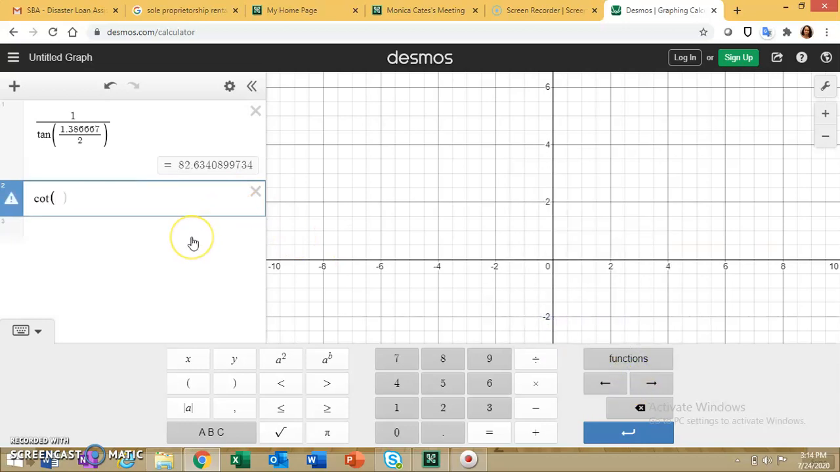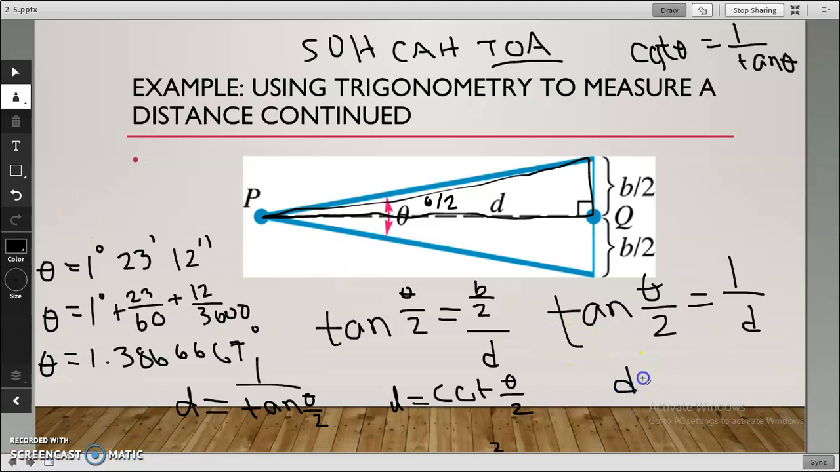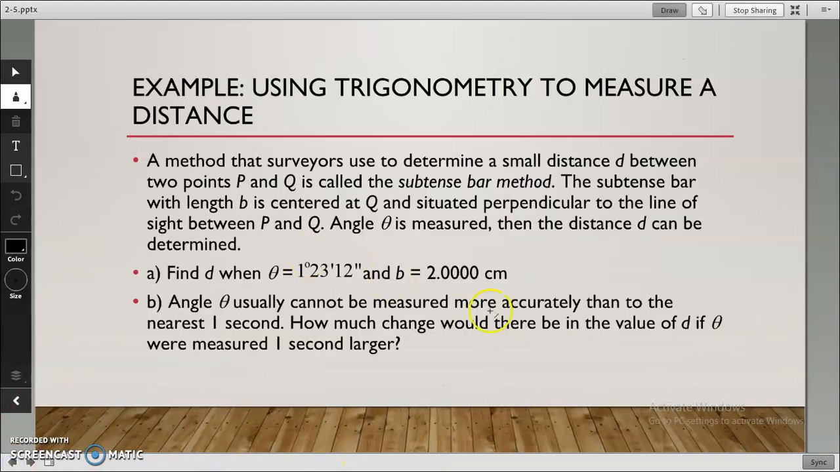So I have cotangent of 1.38 divided by 2, and I get the exact same answer because they are equal to each other. So D is equal to, I cannot remember what it was, 82.63, something like that, hopefully. But that's what my D is equal to, and I think it's in centimeters. Yep, it's in centimeters. So D is in centimeters.